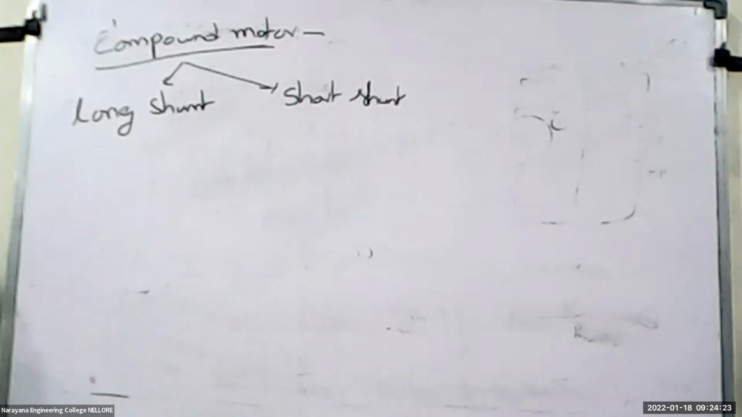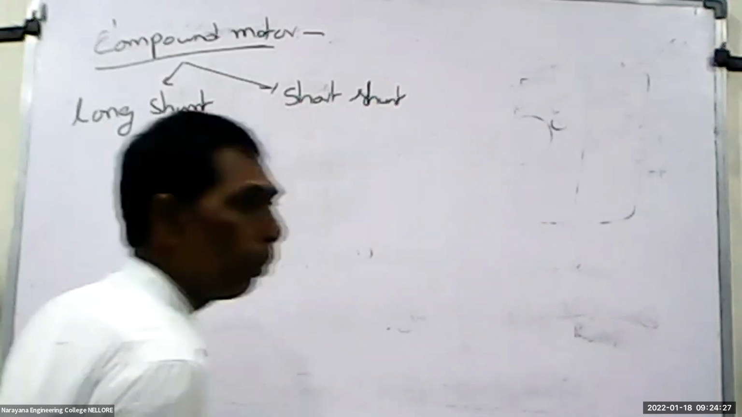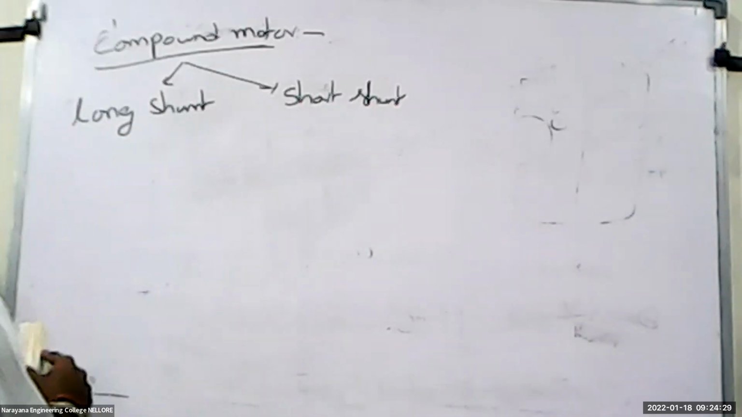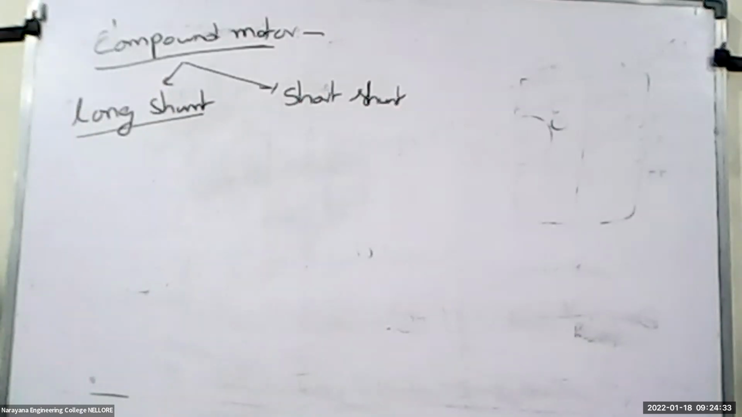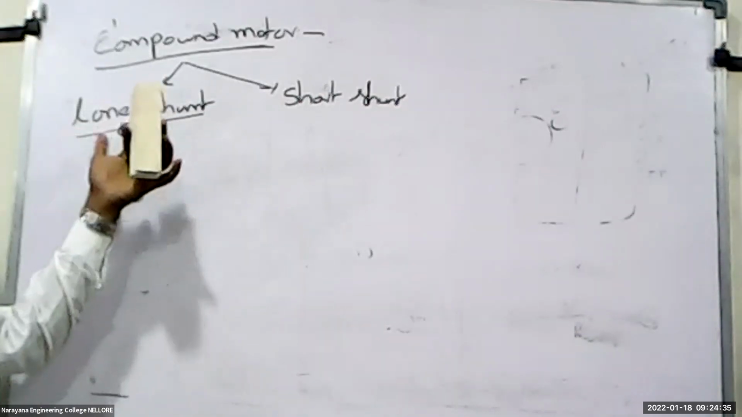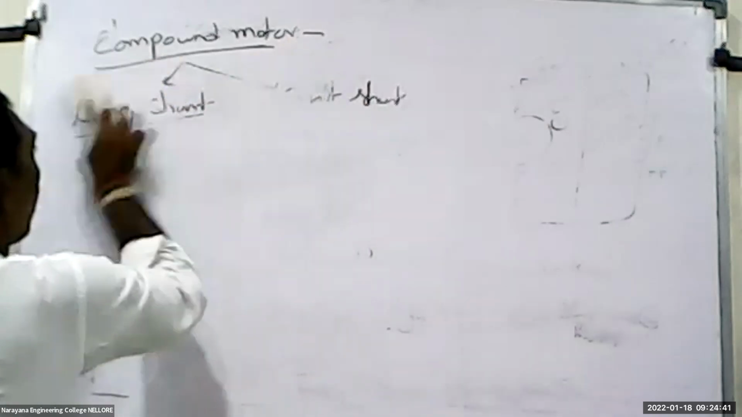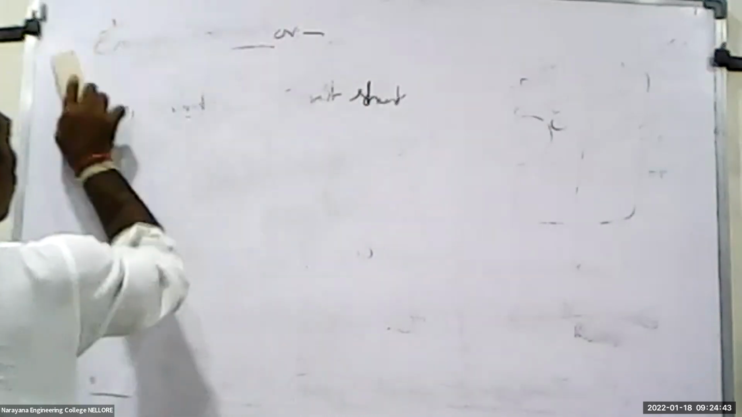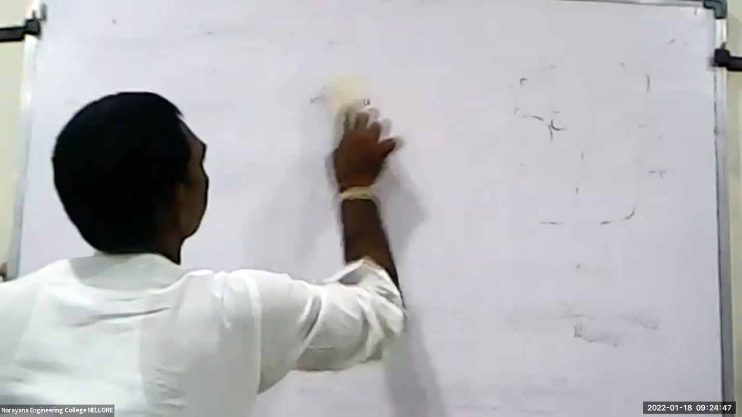Now I have to go for long shunt compound motor. So what is meant by long shunt compound motor? The name itself defines long shunt. So shunt field winding is connected long after series. So I will explain what is meant by long shunt compound motor.